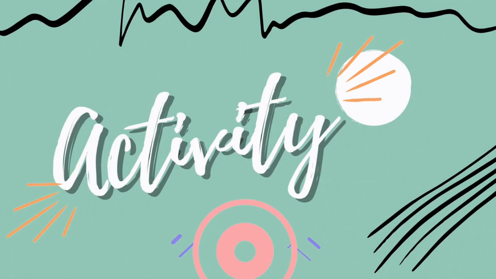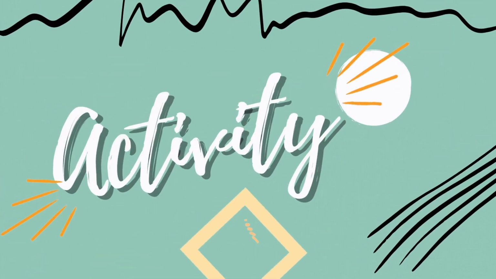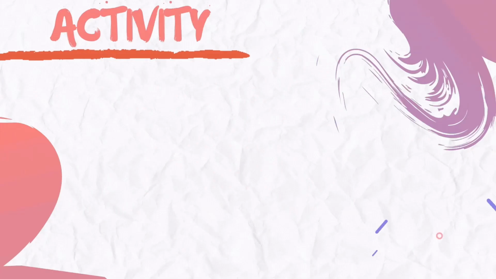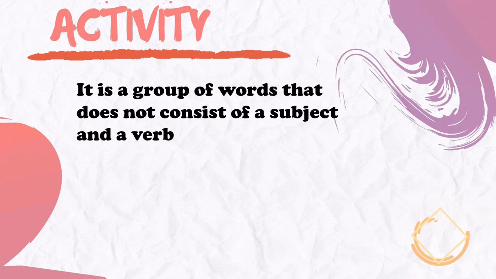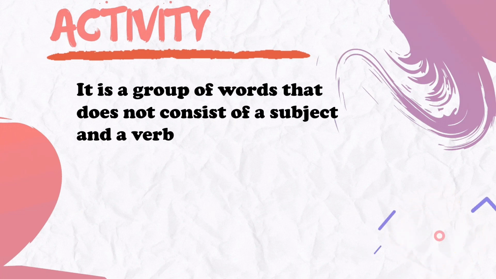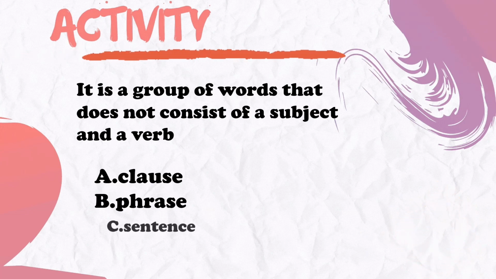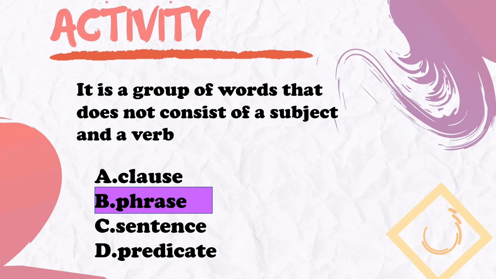Now let us find out if you learned something from my discussion today. Try to identify what is being asked in each statement. Are you ready? Let's begin. Number 1. It is a group of words that does not consist of a subject and a verb. A. Clause, B. Phrase, C. Sense, D. Predicate. That is right. The correct answer is phrase.